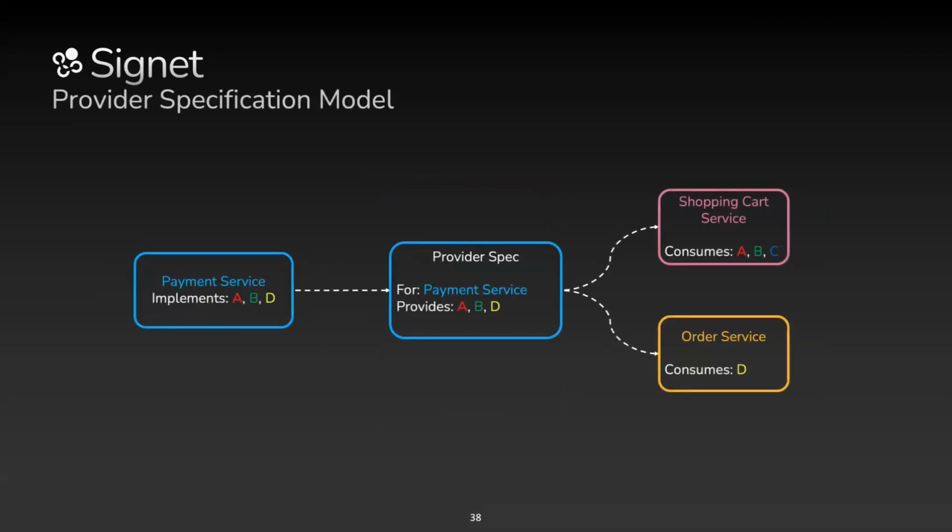On the other hand, a provider specification encapsulates the complete API interface for a specific provider. If a provider serves multiple consumers, they would all be associated with the same specification. In this example, payment service is providing functionalities A, B, and D. Payment service is serving two consumers, shopping cart service and order service, with both services being associated under the same specification.